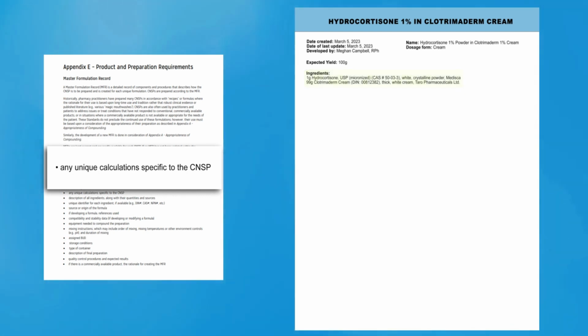You must also include any unique calculations specific to the compound. The calculations required for this compound are very simple. Expected yield in grams multiplied by 0.01 to get the quantity of hydrocortisone required, and the expected yield multiplied by 0.99 to get the quantity of clotrimazole required.